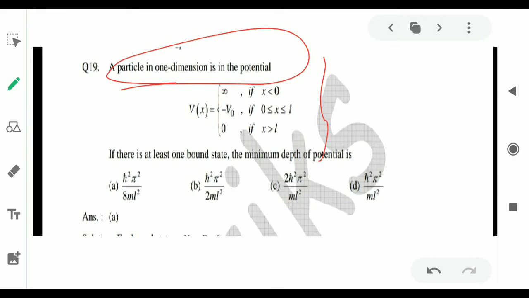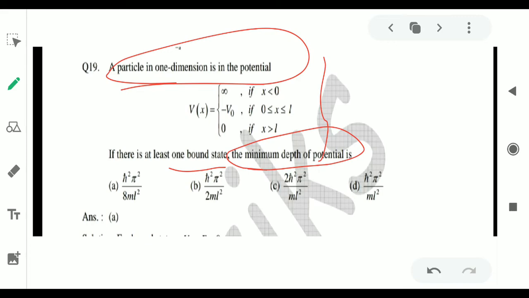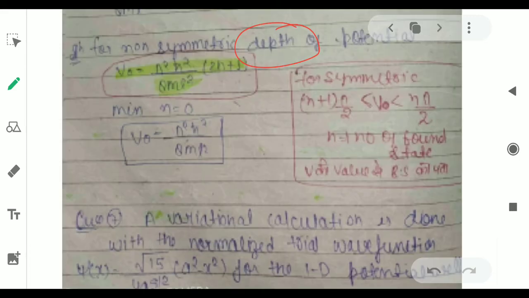Now the next question: a particle is in a one dimensional potential. You have been given this condition, and there is at least one bound state. We have to find the minimum depth of the potential. How can we get to know? This is a symmetric potential, or is it? This is asymmetric, not symmetric. How is it asymmetric or non-symmetric?